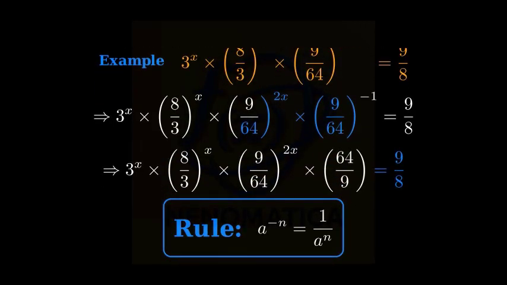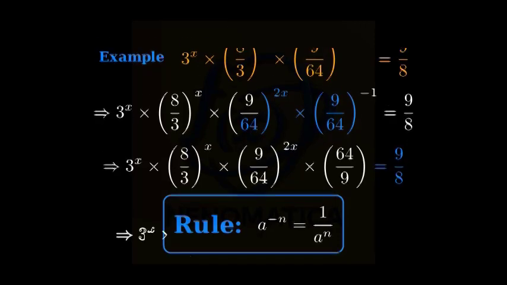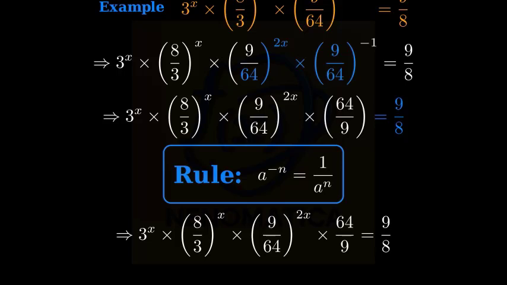Remember this important property of exponents. When we have a negative exponent like a to the power of negative n, it equals 1 over a to the power of n. Let's continue with our solution. We'll multiply both sides of the equation by 9 over 64 to simplify further.